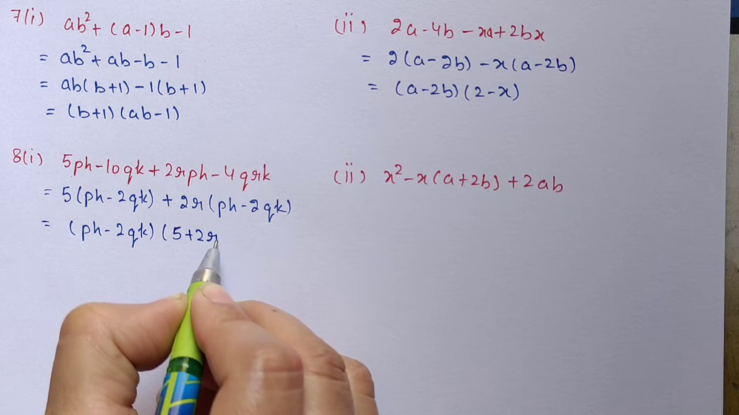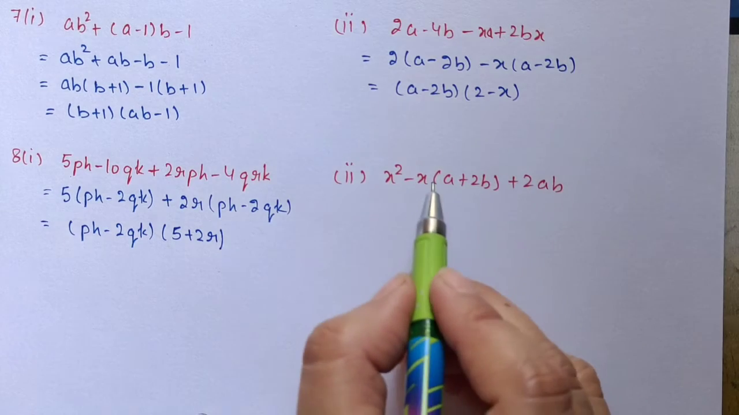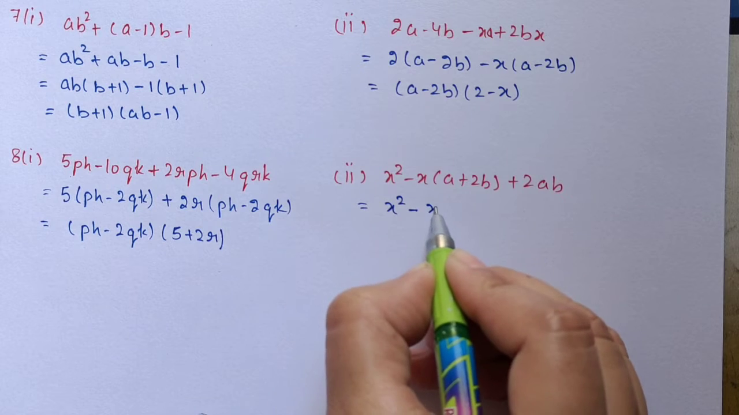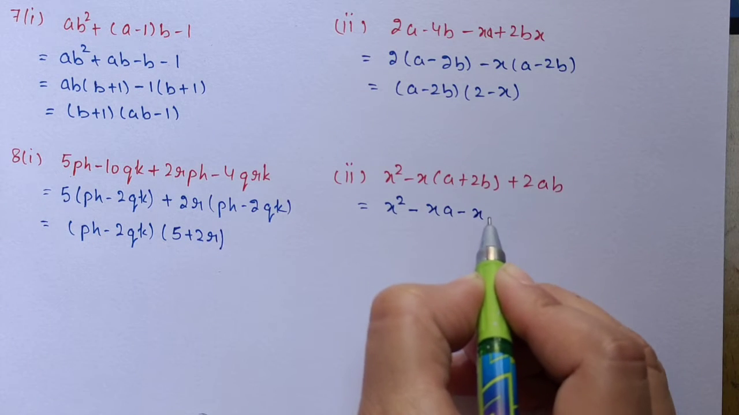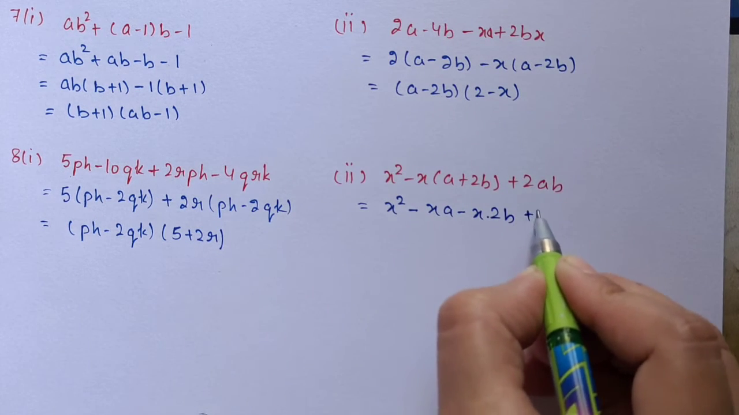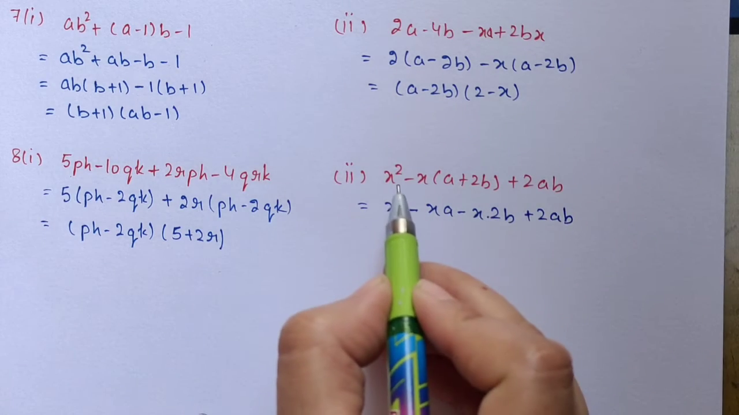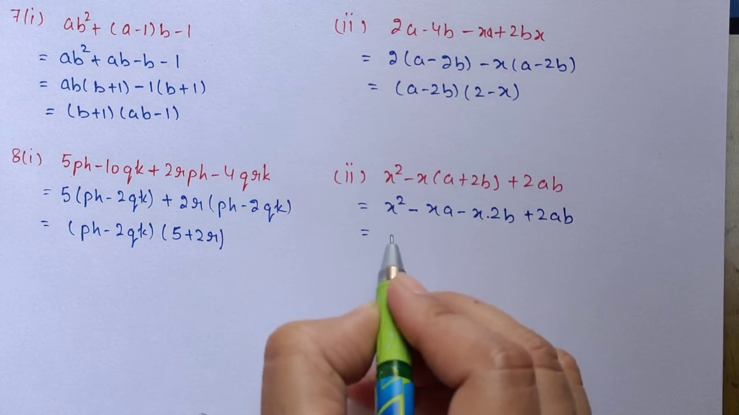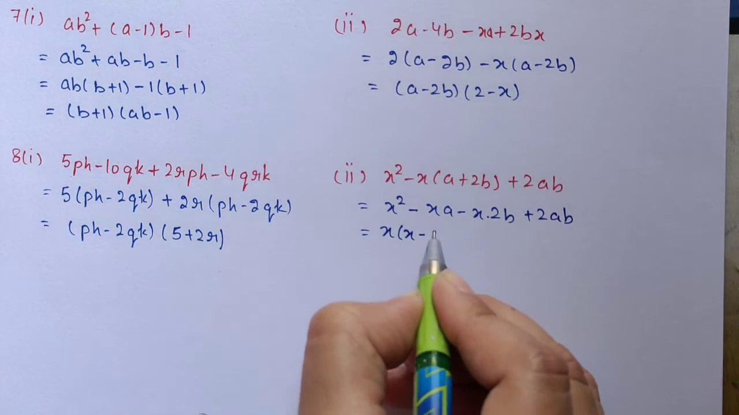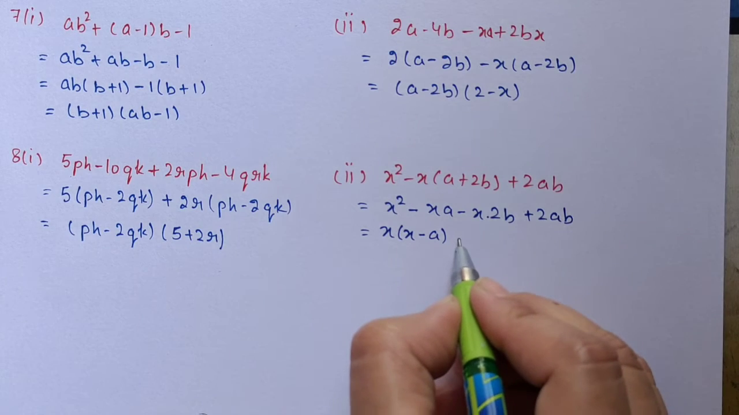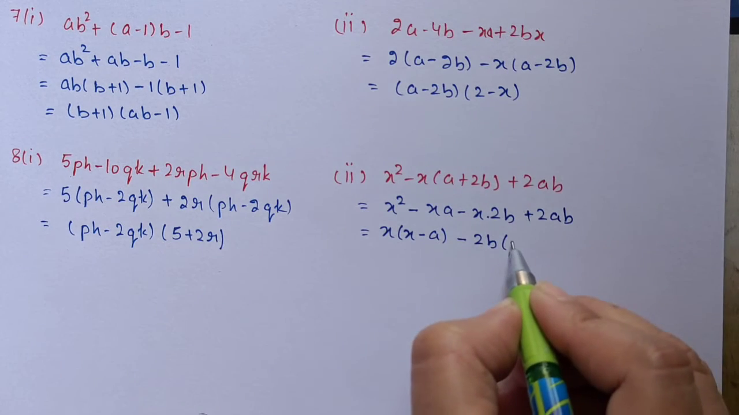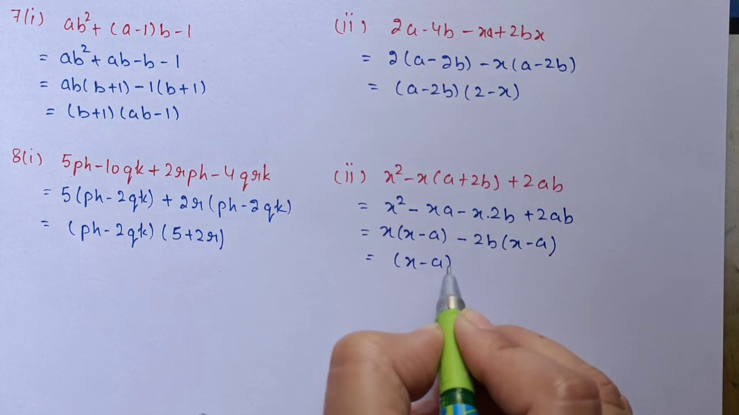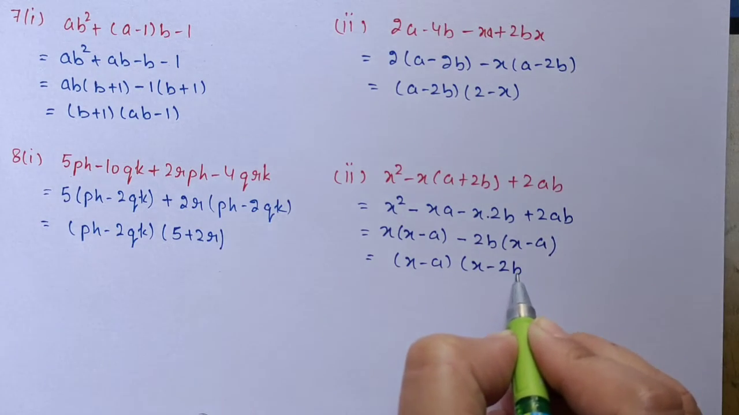Now in the second part, first we will remove this middle bracket: x square minus xa minus x into 2b plus 2ab. When we multiply with minus, this symbol will change. Now from the first two, x we can take out as common, x minus a. From the last two, 2b we can take out as common, then we have x minus a. x minus a we can take out common, then another bracket will be x minus 2b.